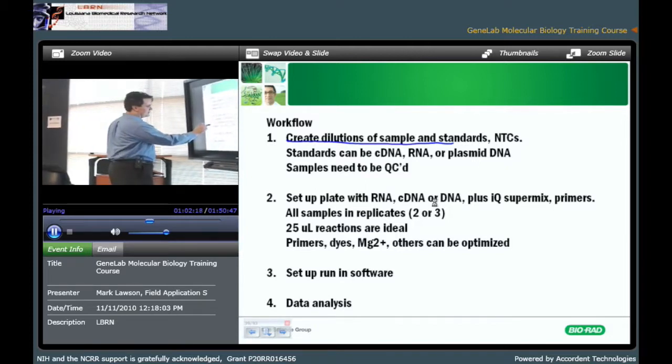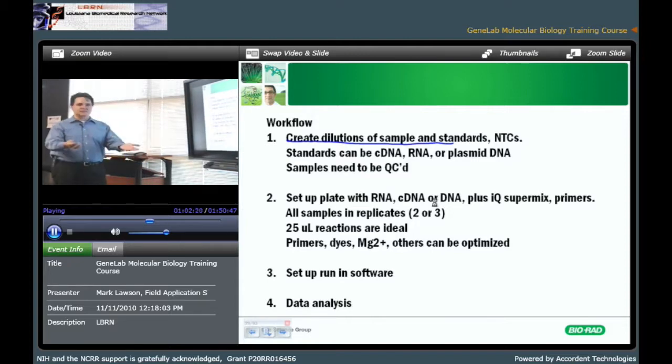Reaction volumes. Some instruments are now being designed, like the CFX, designed for 10 microliter reaction volumes. So that really is going to be an instrument-specific issue, what reaction volume you use. Primers, dyes, magnesium, everything can be optimized. But I'm going to try to talk you into just doing the simplest possible optimization.